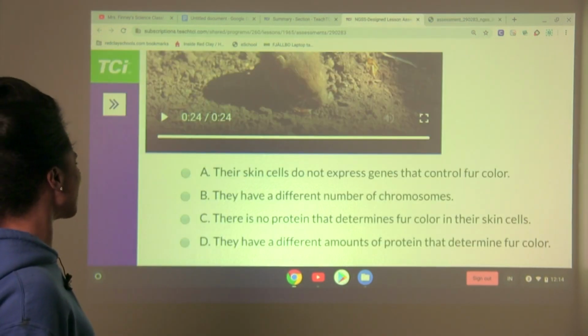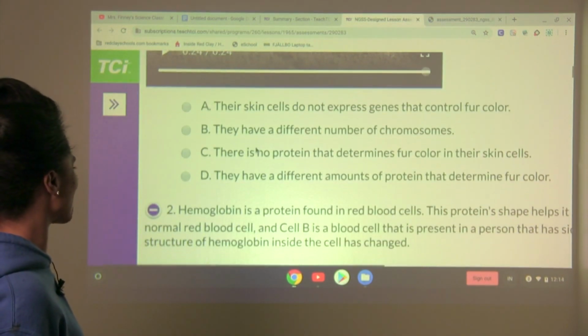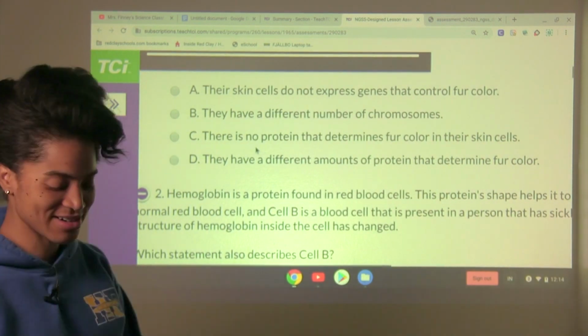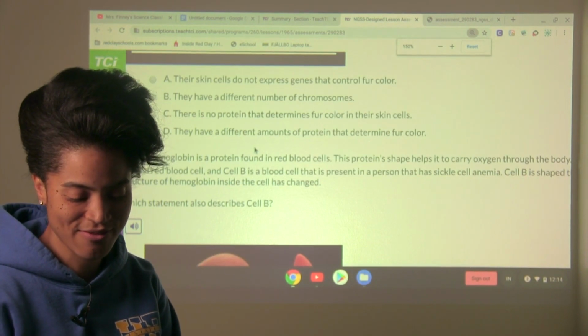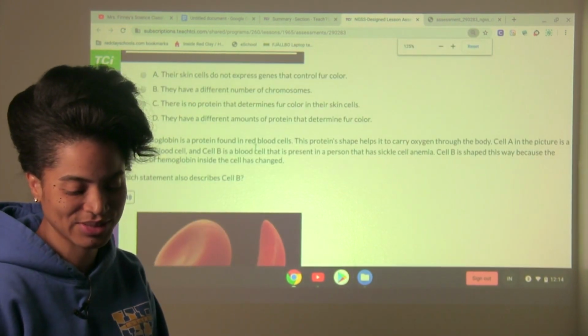All right, let's go to the second question. Second question. Here we go. Hemoglobin is a protein found in red blood cells.